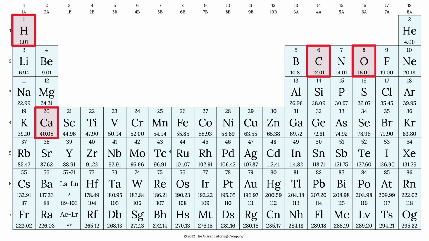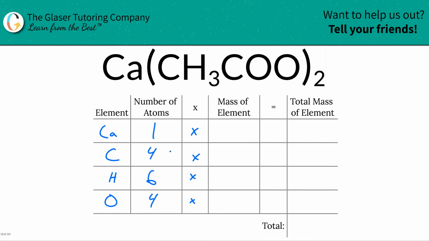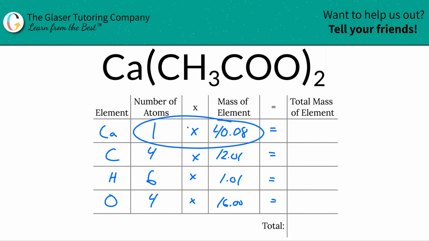All right, so let's write those on down. Calcium here is going to be 40.08. The mass of carbon was 12.01. The hydrogen was 1.01, and then oxygen is 16. Then to find the total mass of each element in the compound, we're simply going to multiply this row on across. So the total mass of calcium here is going to be 40.08, because it's just one atom of calcium, and this is basically the mass.